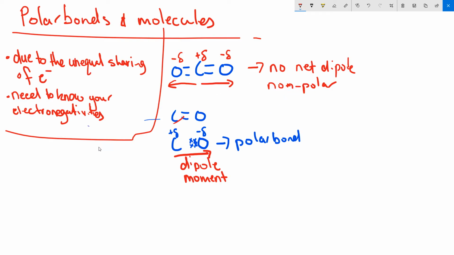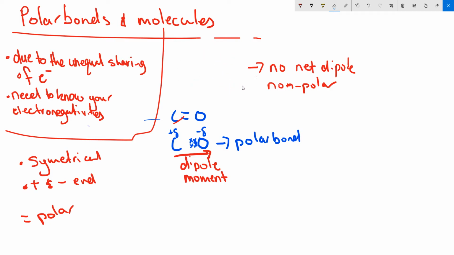I know in class, girls, my shortcut was to say that we need to look to see if it's symmetrical, and if there was a positive and a negative end. If we see these two things, then we can almost guarantee that the molecule will be polar. So try to look out for those things when determining whether or not the molecule will be polar. So let's do another example. We'll do a trickier example.